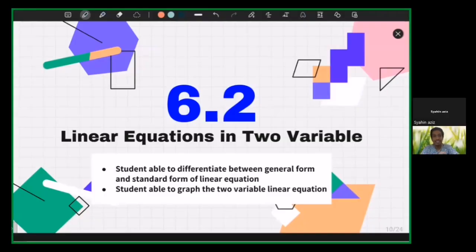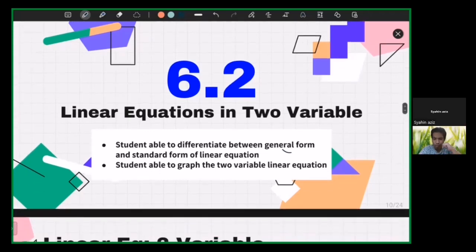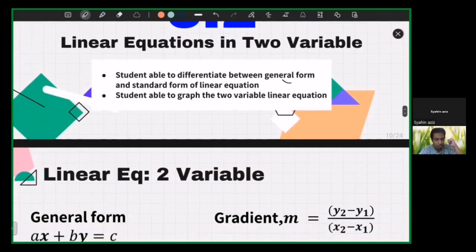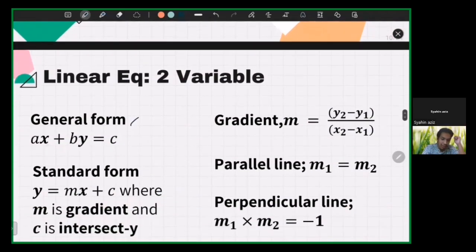Student, in 6.2 linear equation in 2 variables, you'll be able to differentiate between the general form and the standard form of linear equation. And you will also be able to craft the 2 variable linear equation. So there is general form and standard form. The general form is ax plus by equal to c, where x and y are variables and a, b, c are constant numbers.